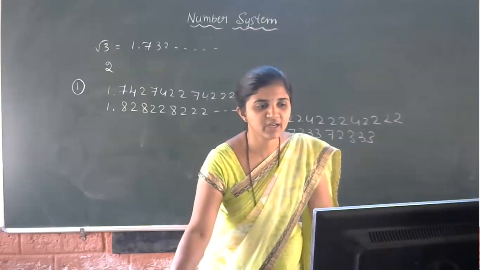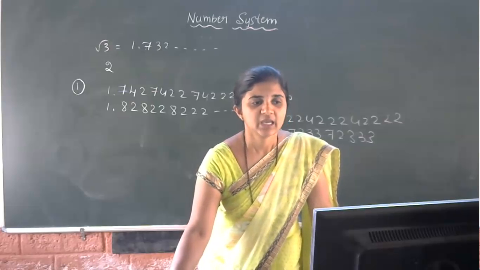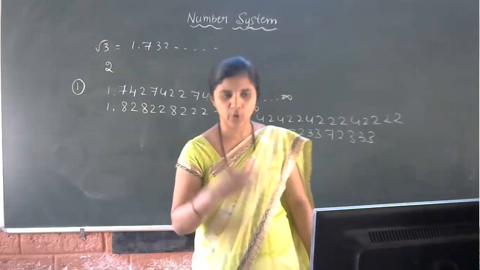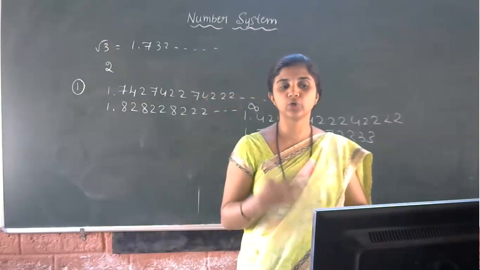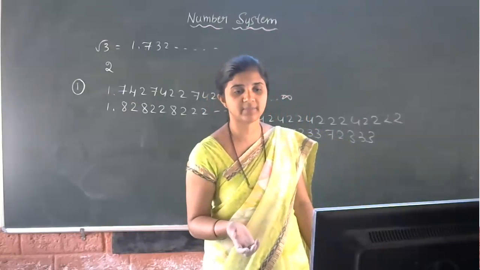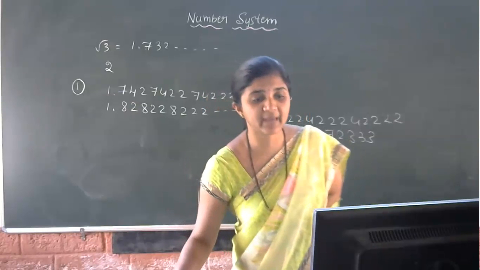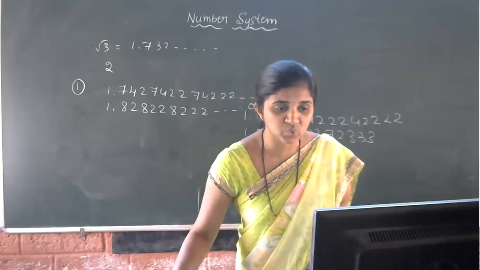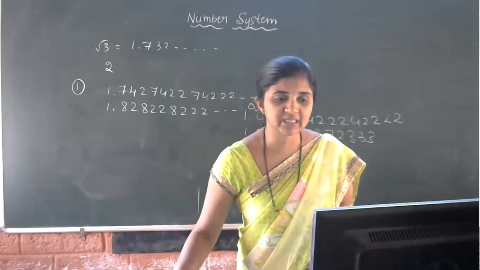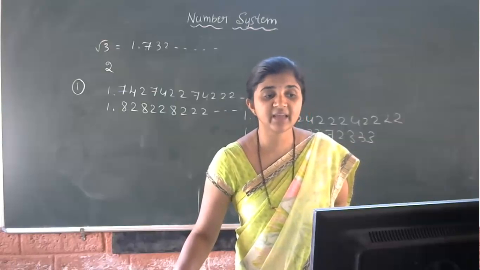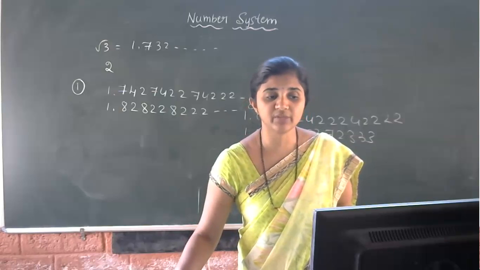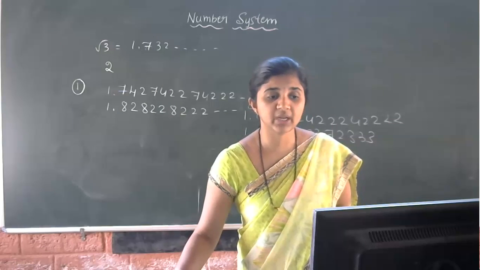12th question is over. Next, 13th question. Given root 3 is equal to 1.732 approximately, find to 3 decimal places the value of 1 plus 2 root 3 divided by 2 minus root 3. Root 3 is given as 1.732 approximately. We have to find out the value of this one.